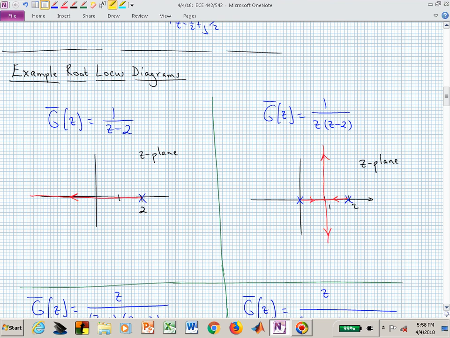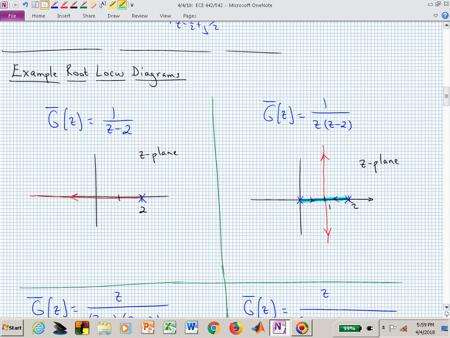What about the G bar of Z on the right? How many poles do we have? 2, and they're at 0 and 2. And how many branches of the root locus do we have? 2. Here's where you get confused sometimes, is the fact that we have one line segment between 0 and 2 that actually possesses 2 branches.